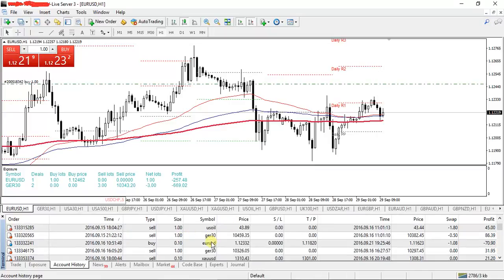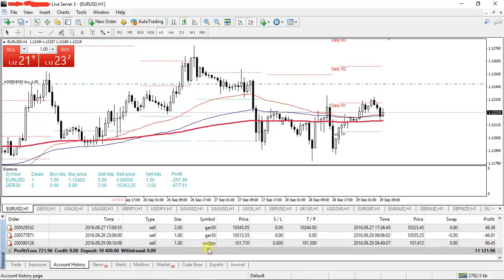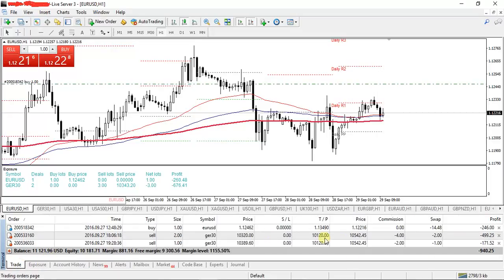You can see here some trades in Euro USD, tax, gold, USD JPY, and I managed to make around $721 profit. And I have some open trades running. Here you can see one lot of Euro USD, and here two, one, the total three. That means it's not three lots.